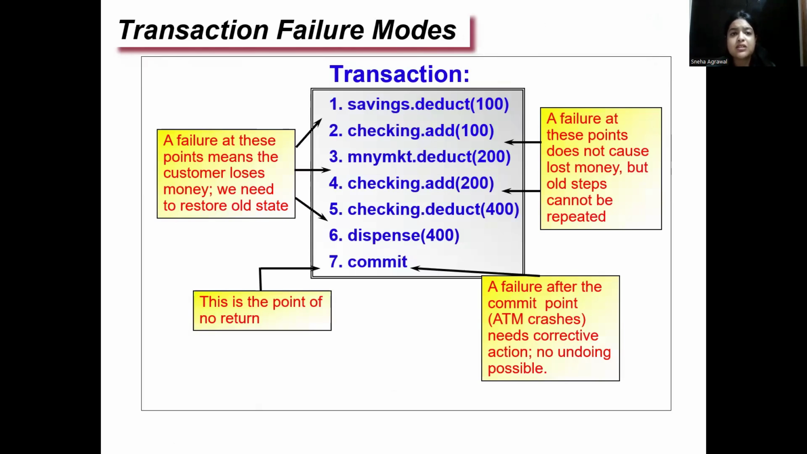There are several transaction failure modes displayed here, in which points 1, 3 and 5 depict a failure where the customer loses the money. Points 2 and 4 represent a failure where the customer will not lose the money, but the old steps cannot be repeated. Point 7 is the point of no return: a failure after the commit point, such as an ATM crash, needs corrective action.